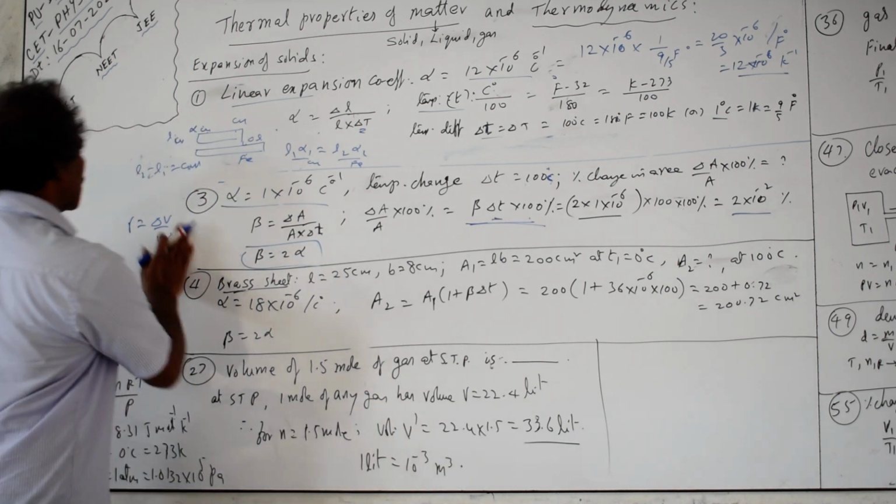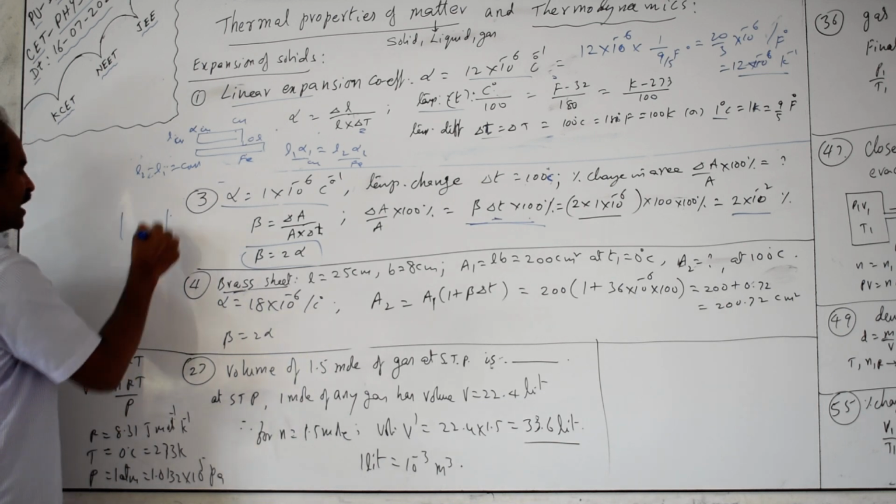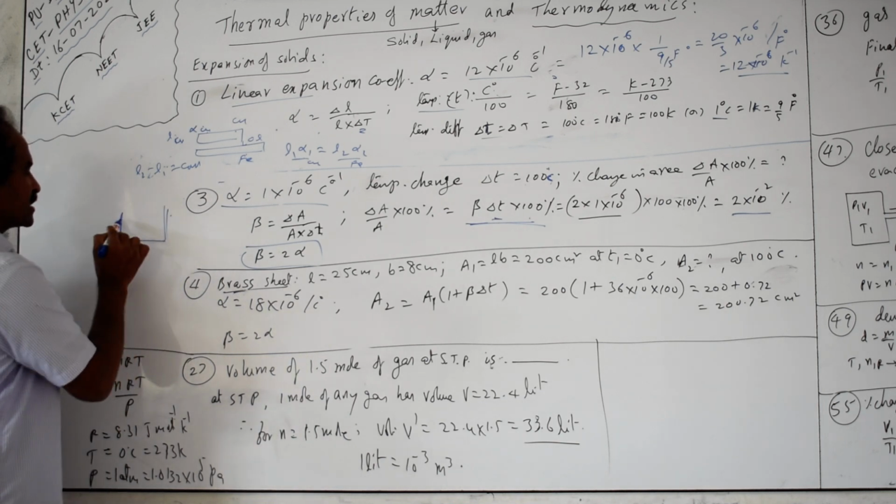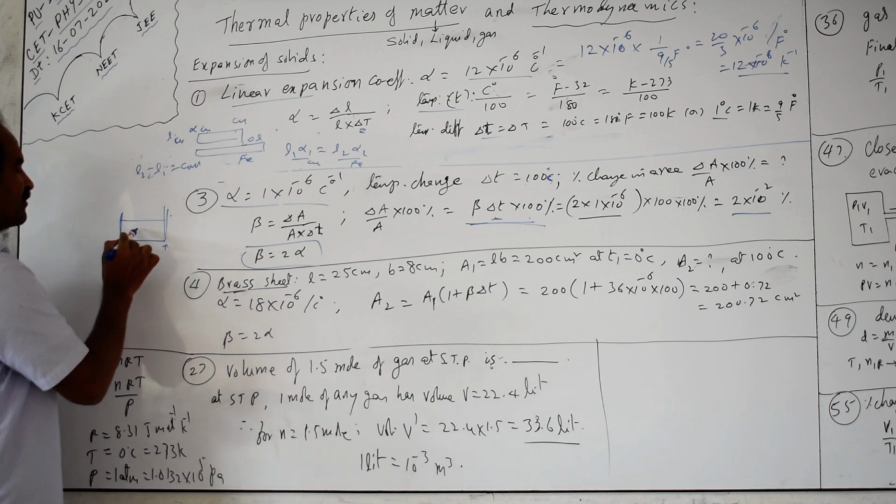Similarly, if you take the volume relations, if you take containers and you are heating liquids, what happens here is the container gets heated first, and then the liquid gets heated up and expands. Due to the expansion of the container, the liquid level first falls.